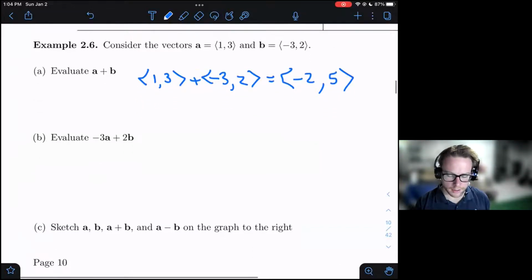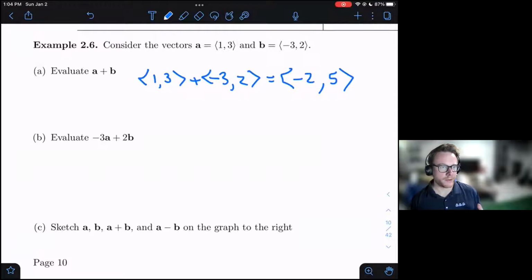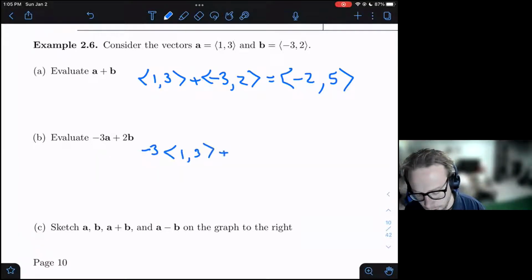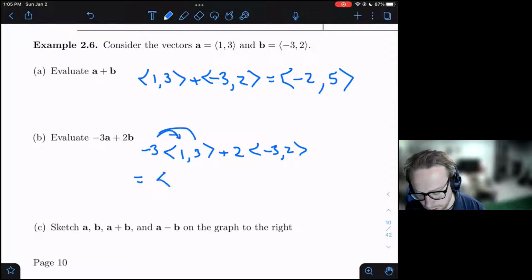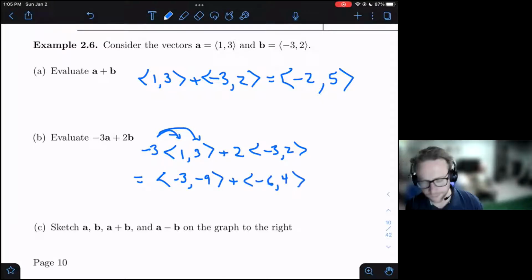Okay. A little bit more complicated now. Here we have some linear combination of these vectors. So I have negative 3A and 2B. So negative 3 of my A's, 2 of my B's. Why don't we go ahead and do the scalar multiplication bit first. I'm just going to distribute this to each piece here. So this is going to be negative 3 and negative 9. And here we're going to have negative 6 and 4.